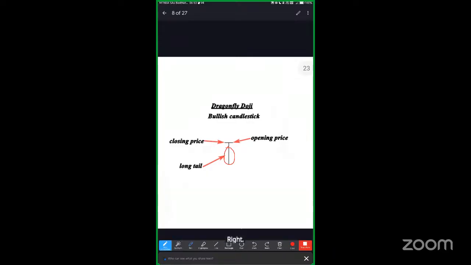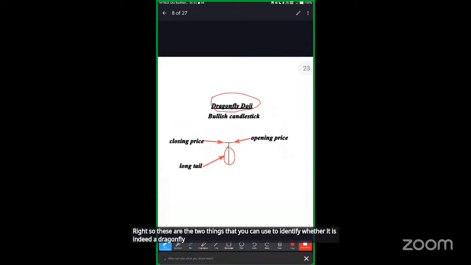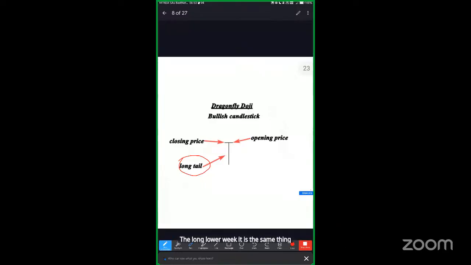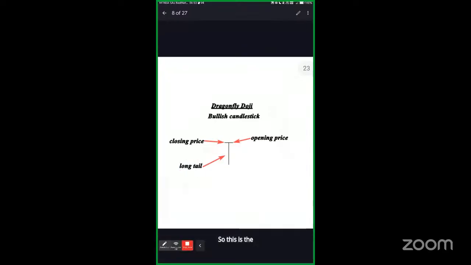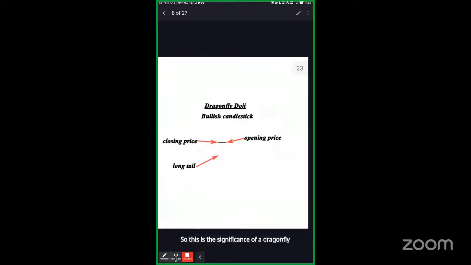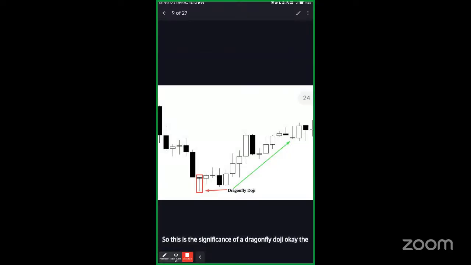So these are the two things that you can use to identify whether it is indeed a dragonfly doji: the opening and closing of price at the same place, as well as the long lower tail. The long lower tail, the long lower shadow, the long lower wick, it is the same thing, but it should be longer than the upper one. So this is the significance of a dragonfly doji.